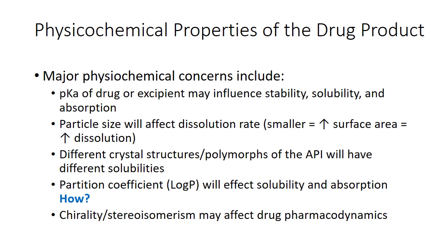Chirality and stereoisomerism may affect drug pharmacodynamics. When they're synthesizing a drug, they have to know: is it racemic? Is it enantiopure? Is it just one of the enantiomers? And does that matter? In many cases, it does matter. It may affect whether or not it's going to bind to the receptor, or it may affect metabolism.